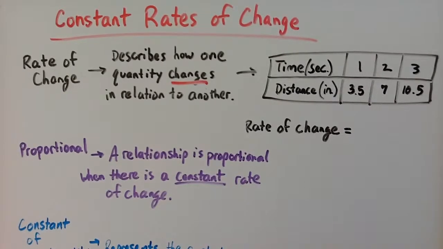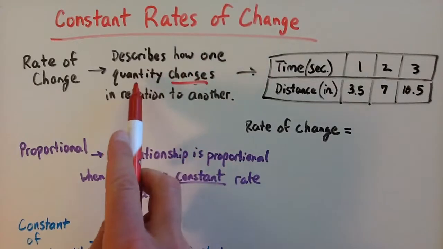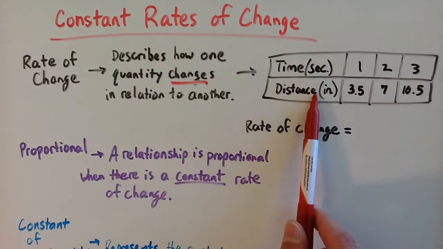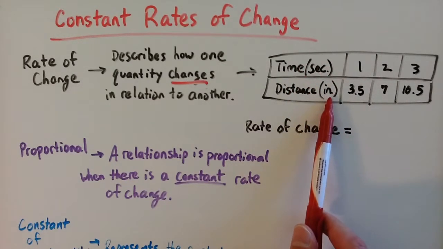Lesson 4.2, Constant Rates of Change. A rate of change describes how one quantity changes in relation to another. So let's look at this table here. We are comparing time in seconds to distance in inches, IN.